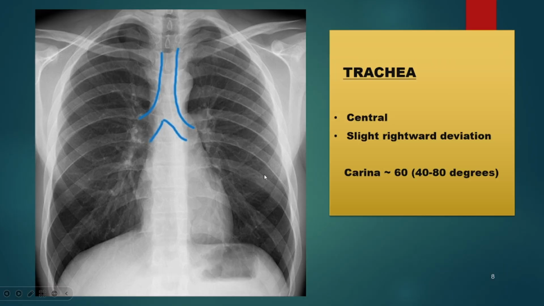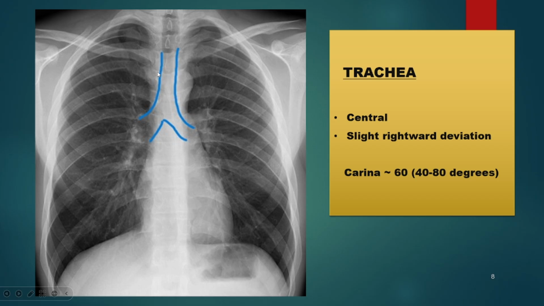First, the trachea. It is usually central and can be slightly deviated to the right side due to the aortic arch. And it divides inferiorly into the main bronchi, where there is an angle in between called carina, or the carinal angle, which is about 60 degrees. This angle can be widened by various pathologies like left atrial enlargement.